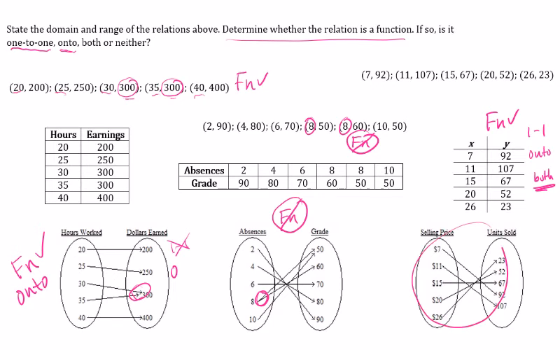And this is what it looks like in a mapping diagram, right? One arrow coming from each input and one arrow going to each output, right? All right, so that's how you determine if it's a function or not with mapping diagrams, tables, and ordered pairs.